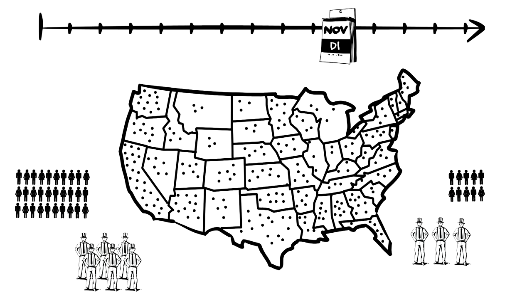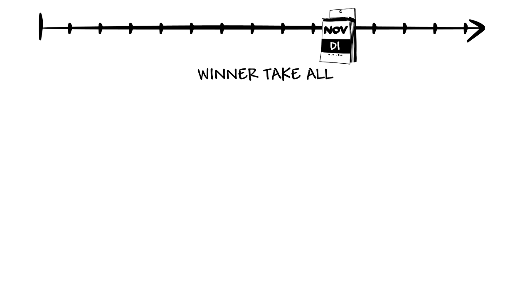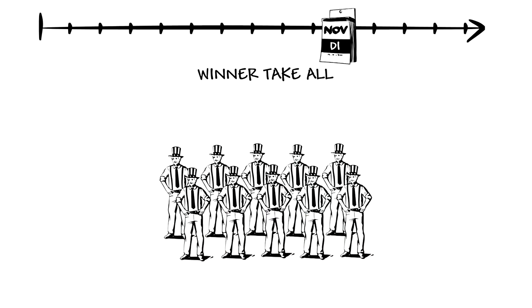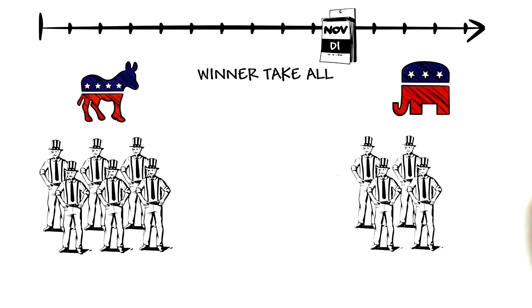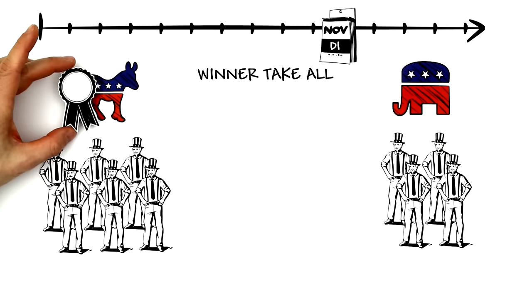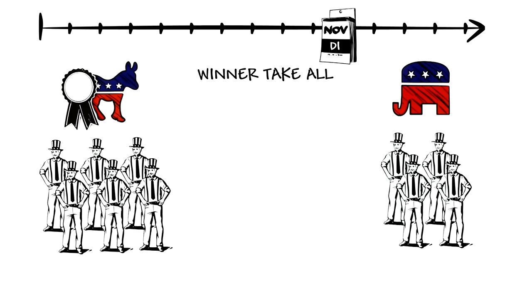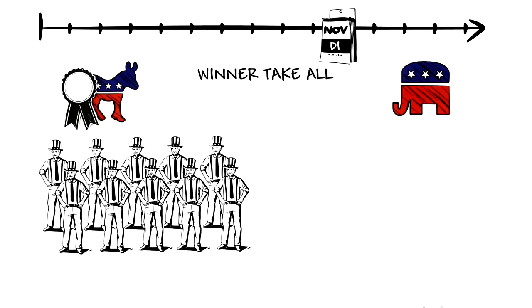But the electors cannot simply vote for the candidate they wish. In 48 of the 50 states, the elector tally is awarded winner take all. This means the winner of that state gets all the votes from that state. Let's say a state has 10 electors. If at the end of the voting day, the tally awards 6 electors to the Democratic candidate and 4 to the Republican, the Democrat has won the election in this state and gets all 10 votes, while the Republican gets nothing. The winner takes all.